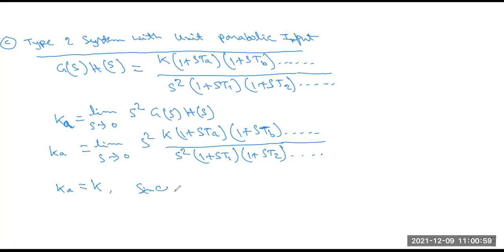So the steady state error response equation, we know, is 1 by Ka. We have put the value of Ka, which is K. So this is the required expression for the type 2 system with unit parabolic input function. Is it clear, all of you?